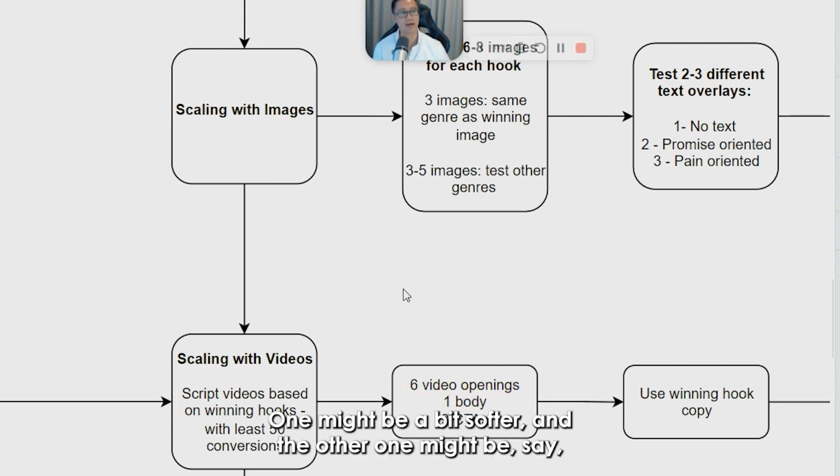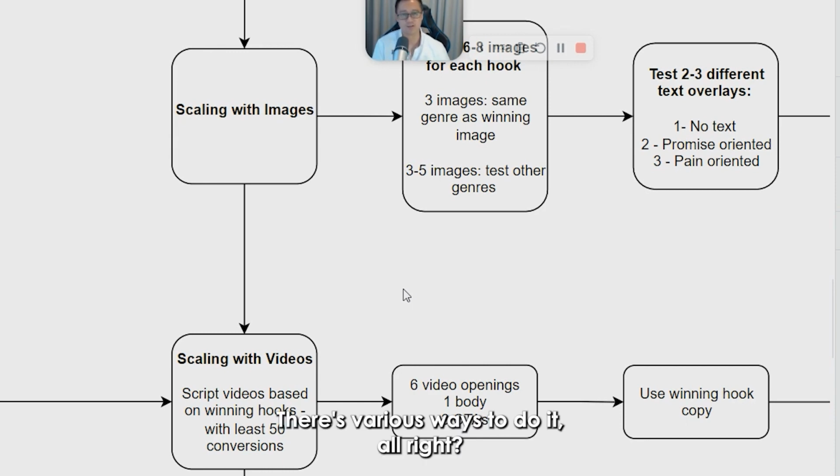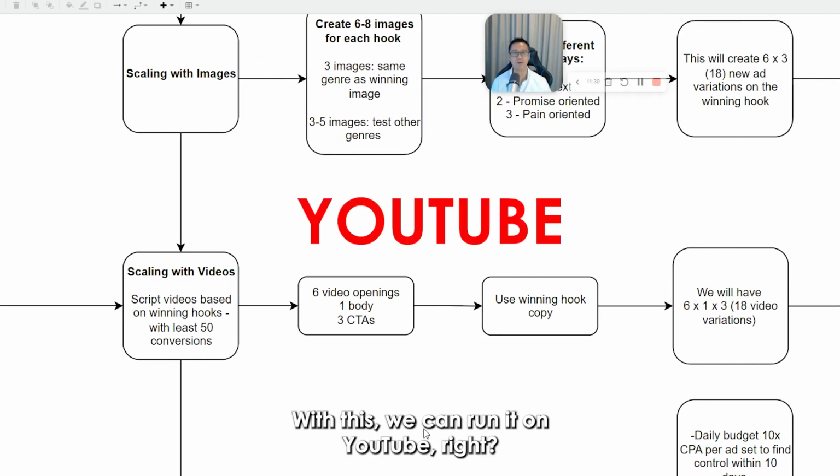One might be a bit softer, and the other one might be more benefit oriented, like a soft sell kind of thing, right? Or one might be shorter. There's various ways to do it, all right? With this, we can run it on YouTube, right? Because YouTube is more of a video channel.